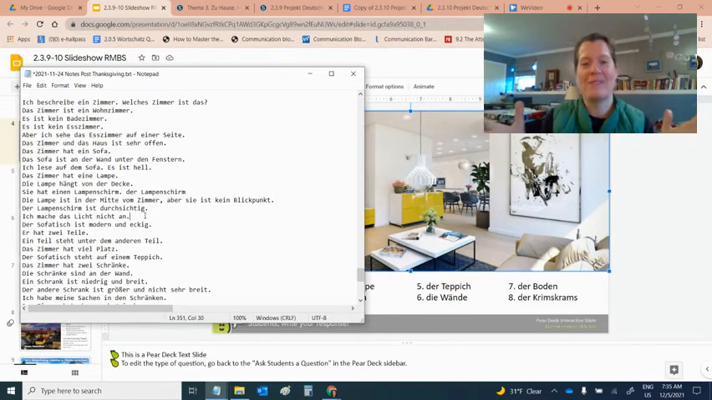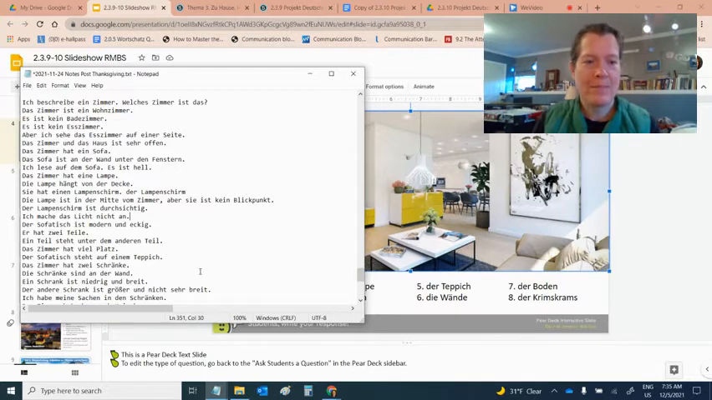All right, and I'll tell you what, I was thinking about it. It's a bright room. The lampshade is see-through, but we've got lots of light pouring in from these windows. I don't need to turn the light on. So I'm going to use nicht and say, ich mache das Licht nicht an. So I don't have to turn the light on. It's bright enough.